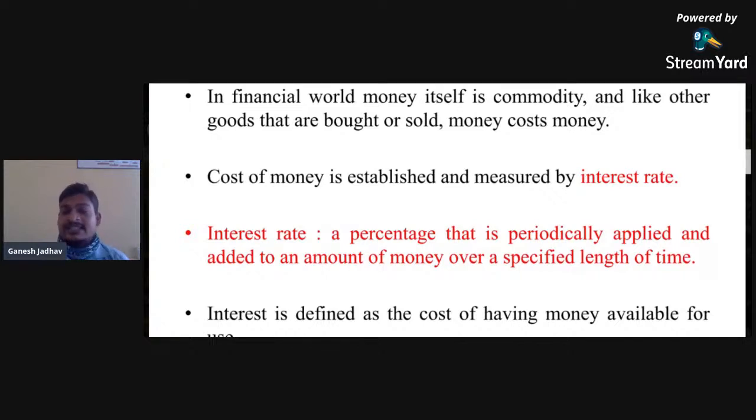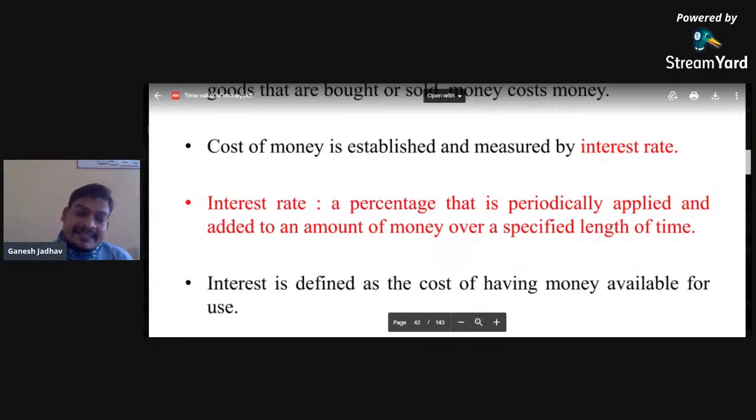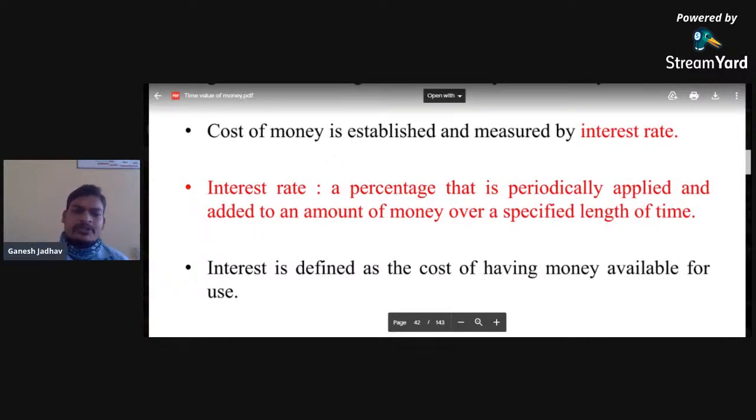So you can apply this particular percentage on the particular specified length. This is the interest rate, and interest is defined as the cost of having the money available for use. So this is the interest, the cost of having money available to use.